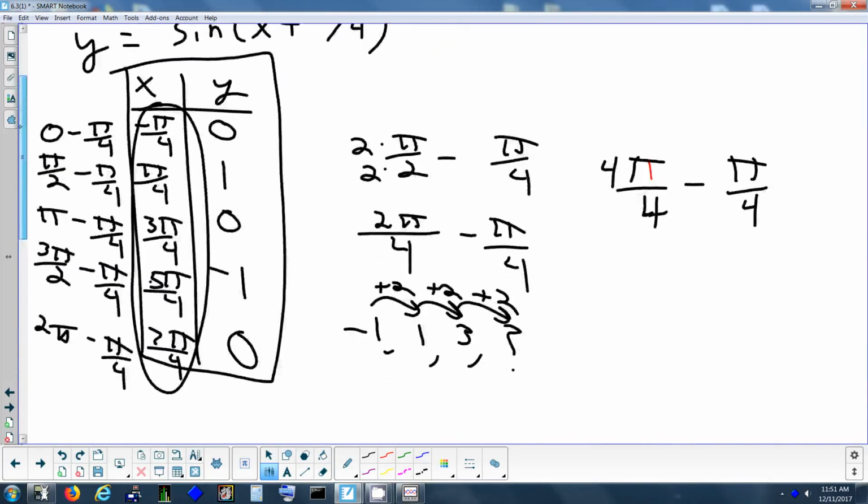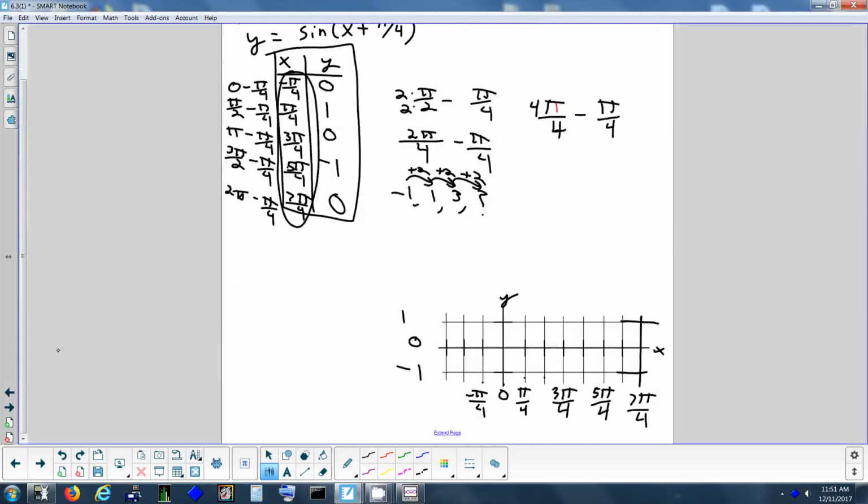All right, so now graph all your points. Let's see, negative pi over 4, we're at 0. Oops. Negative pi over 4, we're at 0. Pi over 4, we're up at 1. 3 pi over 4, back to 0. 5 pi over 4, that's the low point for the period. And 7 pi over 4, back to 0. That graph looks nice and smooth. Looks good.